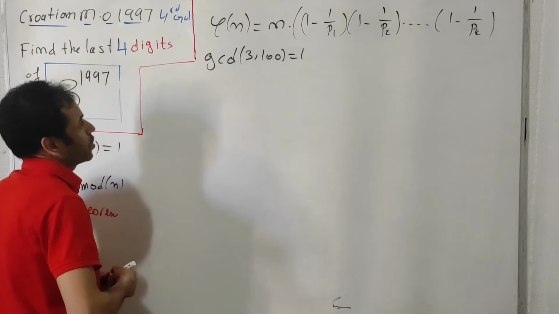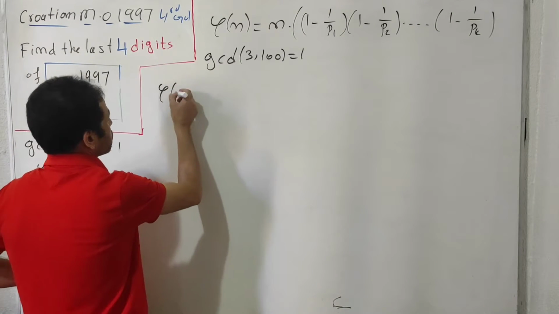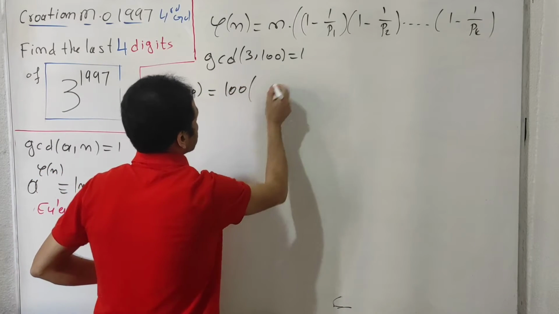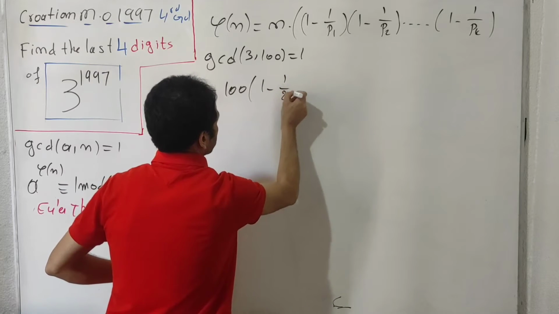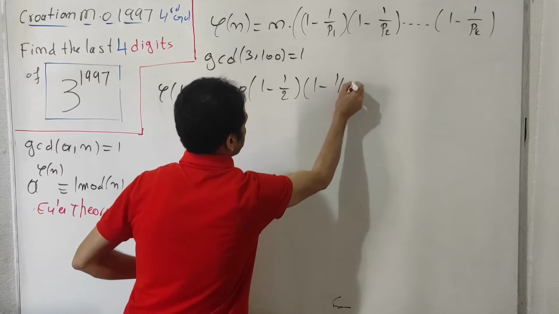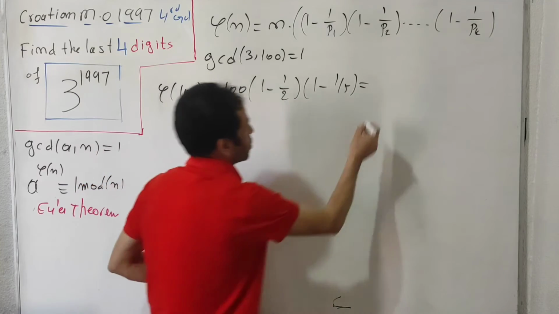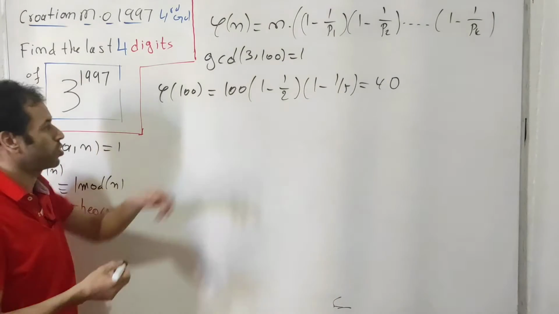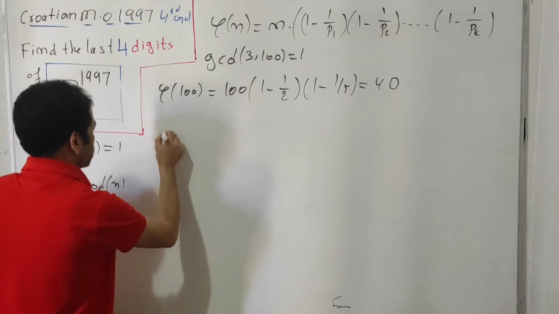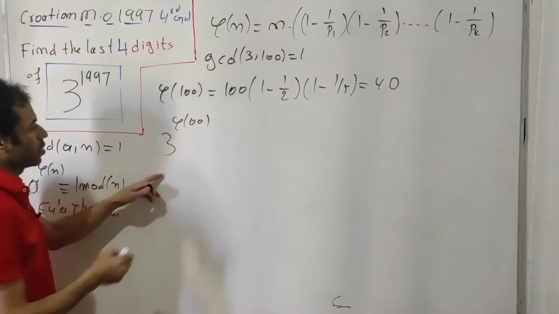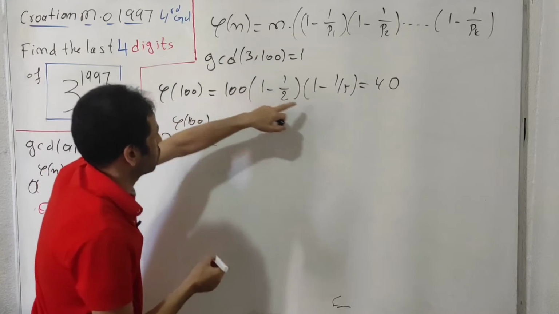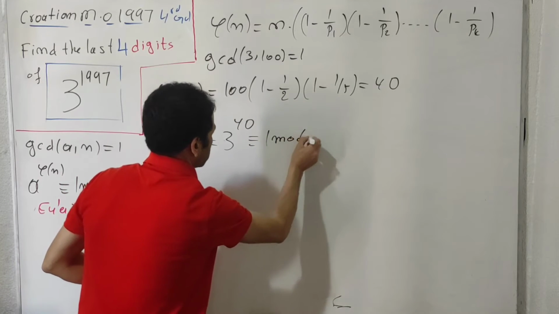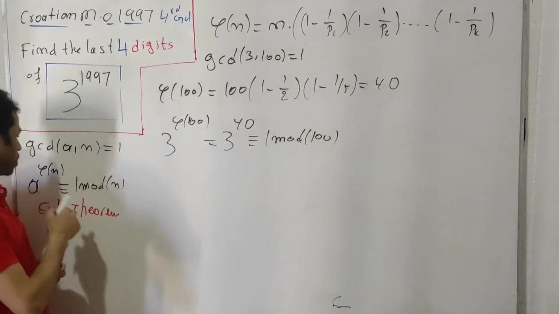So it's very clear here. Phi of 100 equals 100 multiplied by 1 minus 1 over 2, times 1 minus 1 over 5. If we calculate this, it gives us 40. I'm going to reduce this to mod 100. So I will have 3 to the phi of n, and I replace phi of 100 with its value. We'll have 3 to the 40 congruent to 1 mod 100, according to the Euler Theorem.